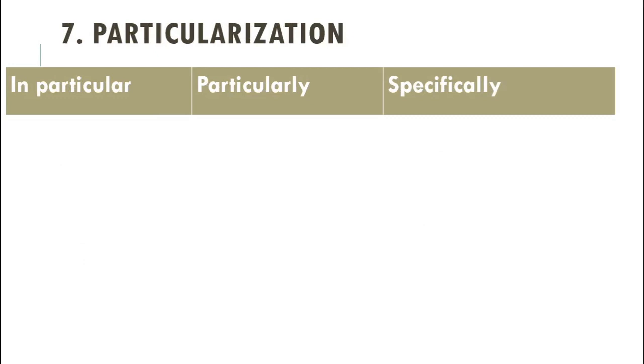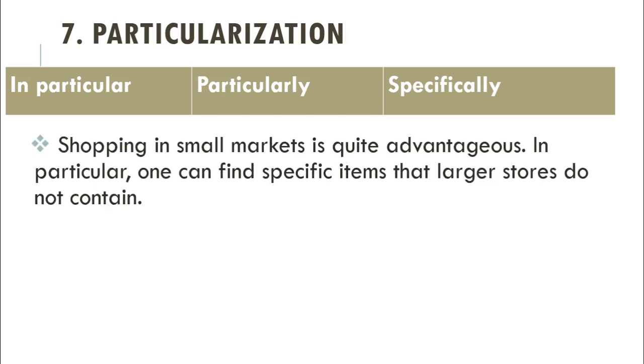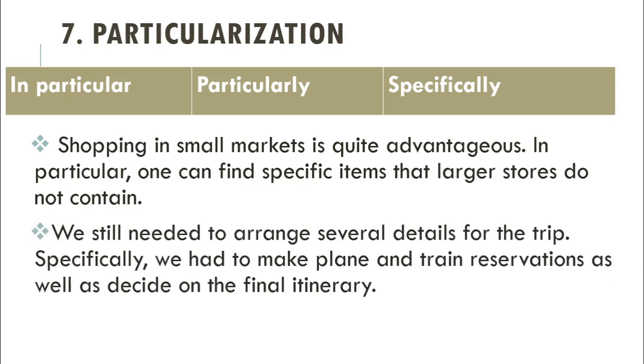Particularization. To indicate particularization, we use this type of sentence connectors like in particular, particularly, specifically. Shopping in small markets is quite advantageous. In particular, one can find specific items that larger stores do not contain. So to mean particularization, here we have used the connector in particular. We still needed to arrange several details for the trip. Specifically, we had to make plane and train reservations as well as decide on the final itinerary.